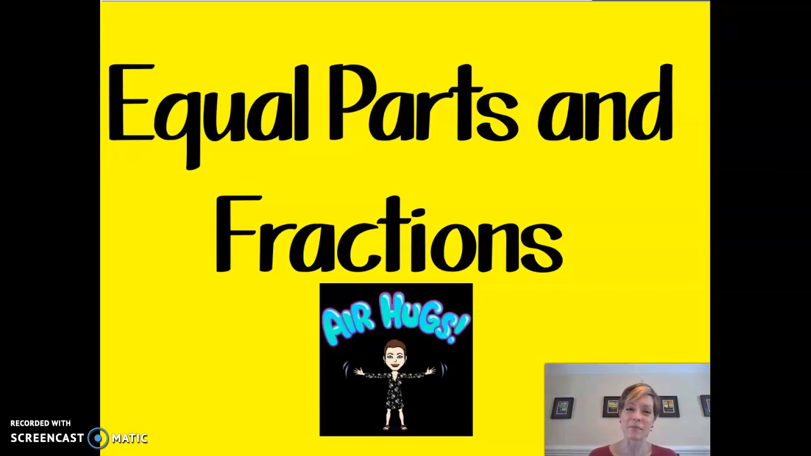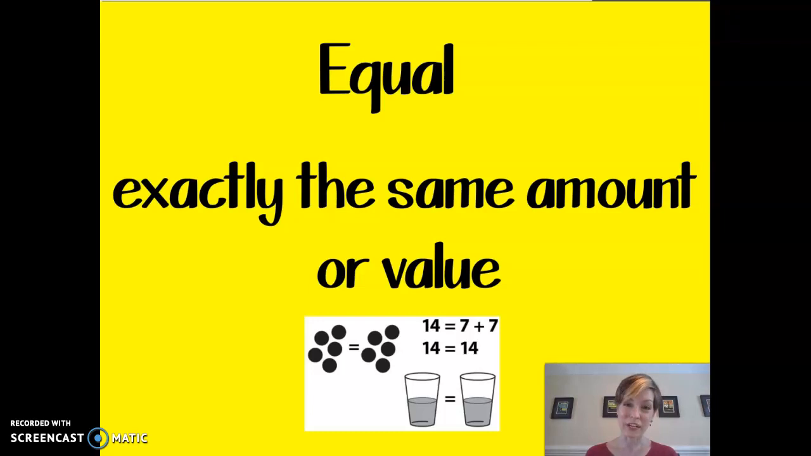We're going to be starting something completely new and different together this week. We are going to be learning about equal parts and fractions. Now, we've talked about the word equal quite a bit this year in first grade, and I'm sure that you remember that that word means that you have two amounts or values that are exactly the same. For instance, if there's 5 dots here and 5 dots here, that's the same amount. It's equal.